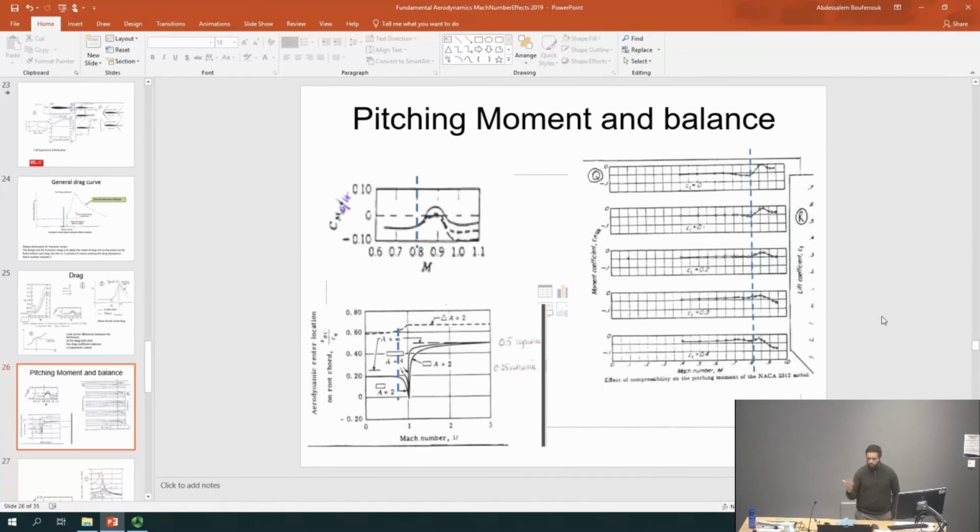Pitching moment, of course, you always think about in terms of aircraft stability and control. Because once you have a pitching moment, your aircraft is unstable, and you have to correct for that. The drag is to do with the thrust, and of course the lift is to do with sustaining the flight and everyone in the aircraft.